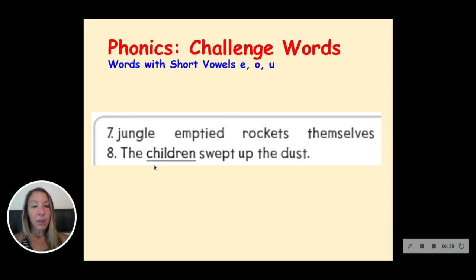And then if we look at a sentence, we still can segment and blend words in a sentence to help us decode the words, but sometimes it helps to reread the sentence as we decode. The children, the children swept up the dust. The children swept up the dust.